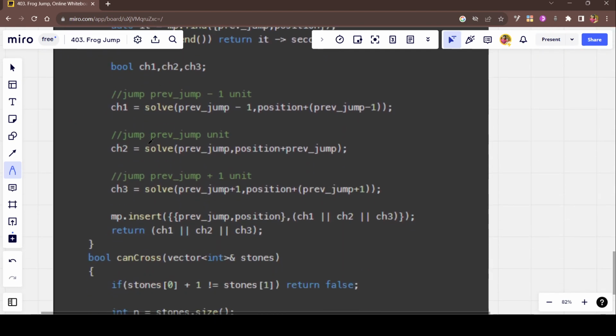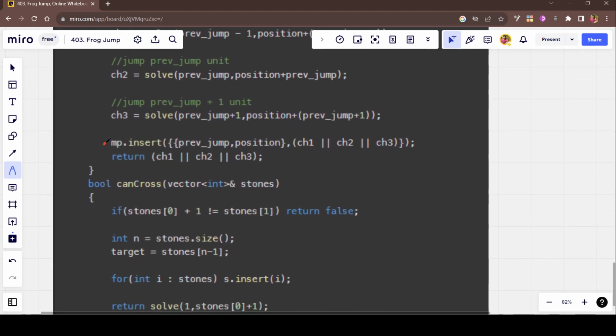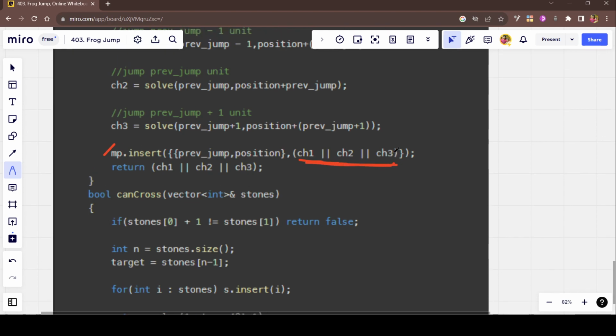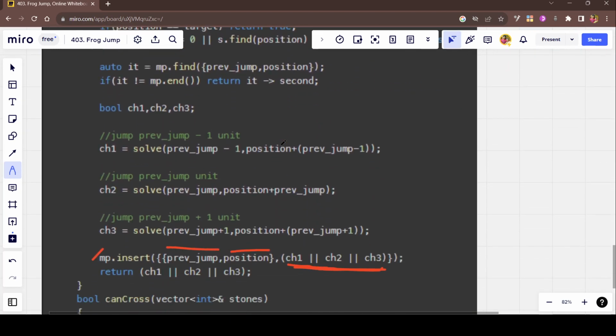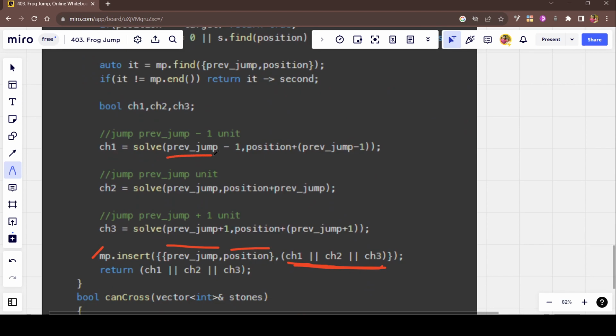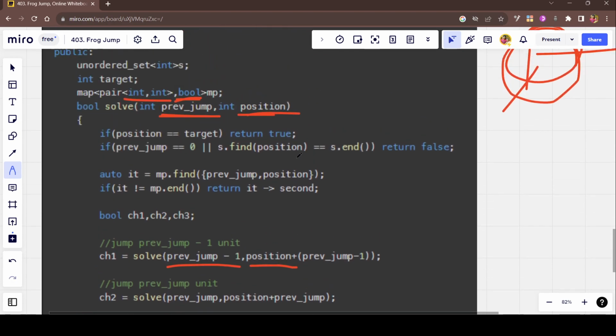Now here, mp.insert: before returning I am saving the answer, which is mp.insert previous jump comma position comma ch of 1 or ch of 2 or ch of 3, which will give me true. I store true, and if amongst the 3 everyone gives me false, I store false. On which parameters? Previous jump and position, because these two are changing: previous jump minus 1, position plus. That's why you have to take care of these two parameters.